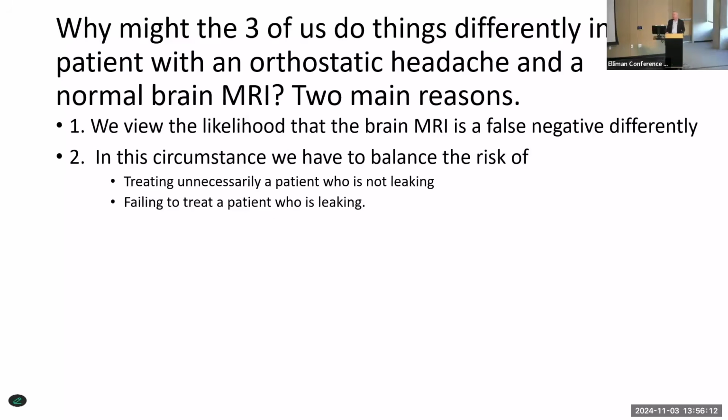So why might the three of us do things differently in a patient with orthostatic headache and a normal brain MRI? I think there's two main reasons. When I was thinking it through and putting together the talk, I came up with 8 reasons, but these are the two main ones. One is that we view the likelihood that a brain MRI is a false negative differently. And two is, in this circumstance of a negative brain MRI in a patient with an orthostatic headache, we're inherently balancing the risk of treating unnecessarily a patient who is truly not leaking versus the risk of failing to treat a patient who is truly leaking and just has a false negative brain MRI.